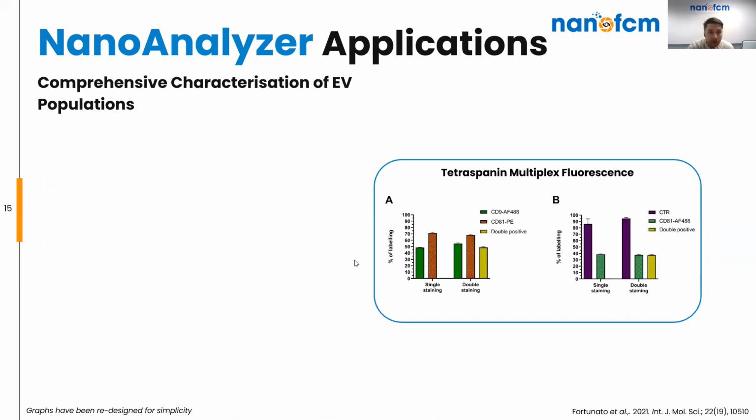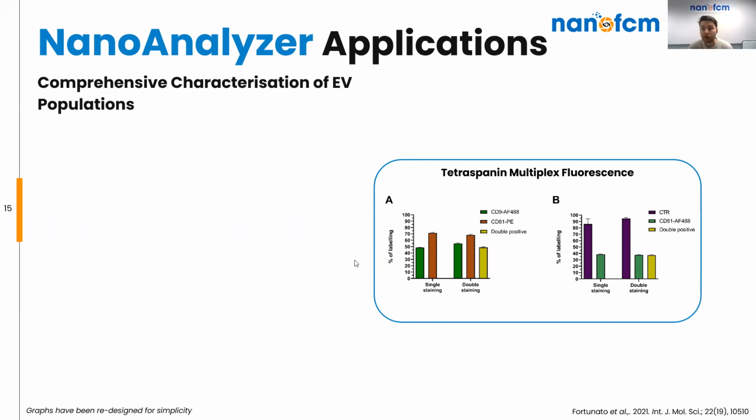In this example, I'm going to be sharing with you data from a paper co-authored by Diogo and Mattia at Exosomics, and this shows the full characterization of cell culture-derived EVs utilizing antibody labeling, cell mask staining, CFSE staining, and also RNA staining. So first here, they show that using anti-CD9 and anti-CD81 separately in this single staining shows approximately 50 and 70% staining for these tetraspanins respectively.